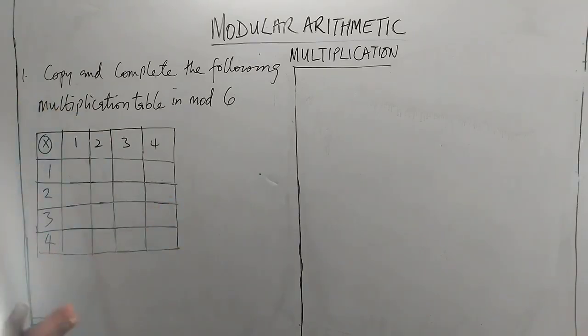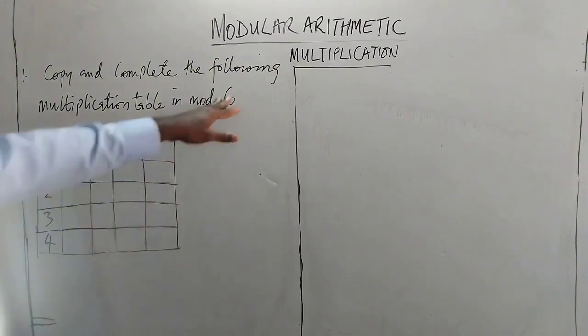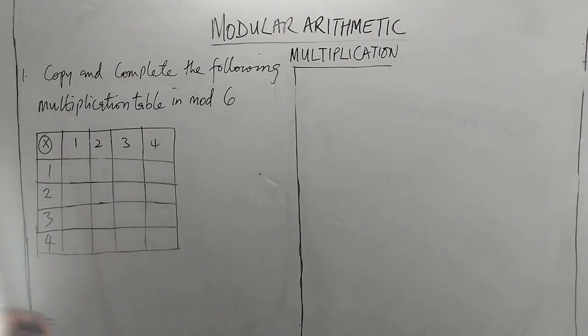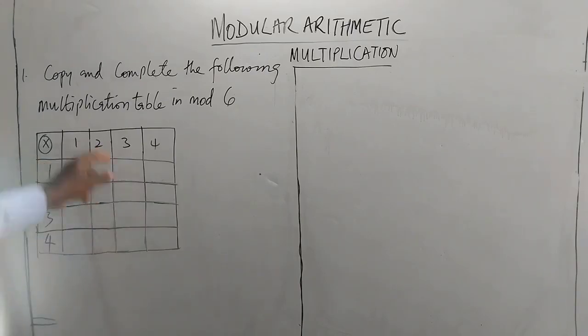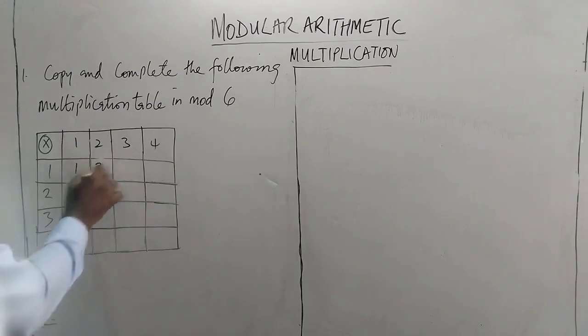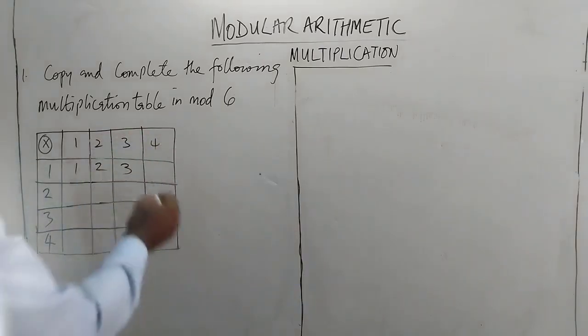This is the method. When you multiply the two numbers, you check if the product is allowable in that mode. You write it down. If it is not, you divide by the mode number. So 1 times 1 will give you 1. 1 is acceptable in mode 6. You write 1. 1 times 2 will give you 2. 2 is allowed. 1 times 3, 3 is allowed. 1 times 4 will give you 4. 4 is also allowed.